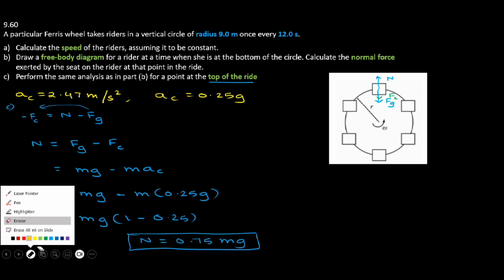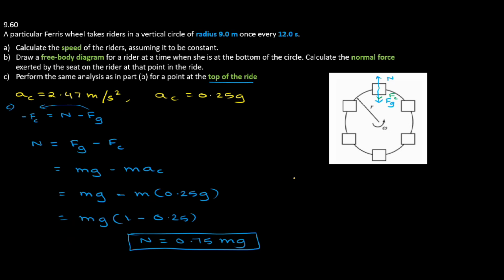So if you compare part B to part C, you will notice in part B, the normal force at the bottom is equivalent to 1.25 mg, whereas the normal force at the top is 0.75 mg. So if you compare them, the normal force at the bottom is greater than the normal force at the top.